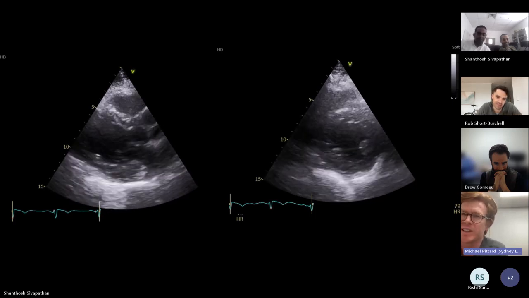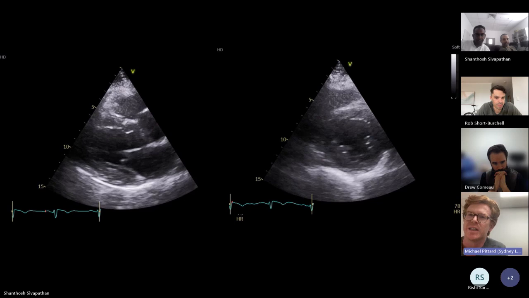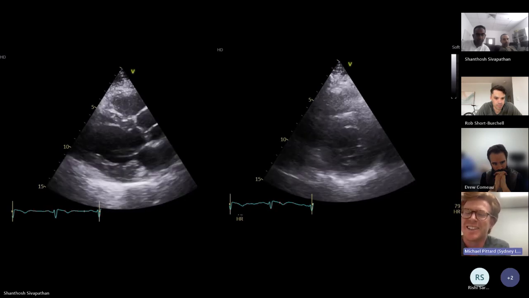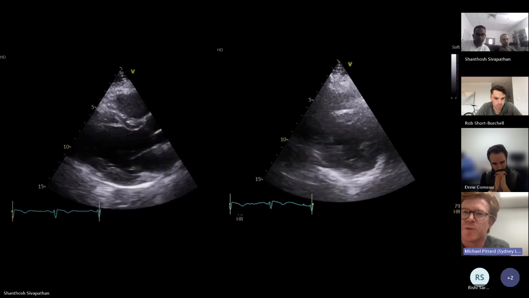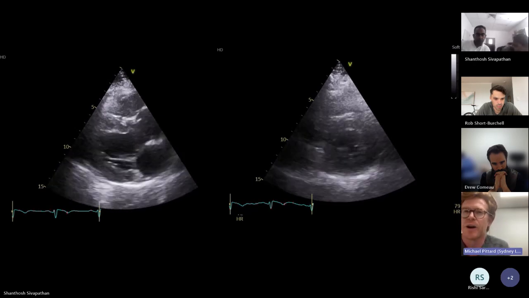So it's 2 transthoracic images, a parasternal long and a parasternal short at the level of the papillary muscles. I'm going to start with what I can see. The valves look like they're moving well. The atria don't look massive. I think that the frame rate's not amazing.